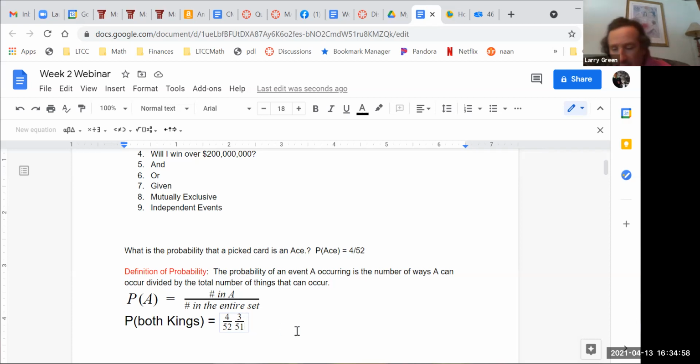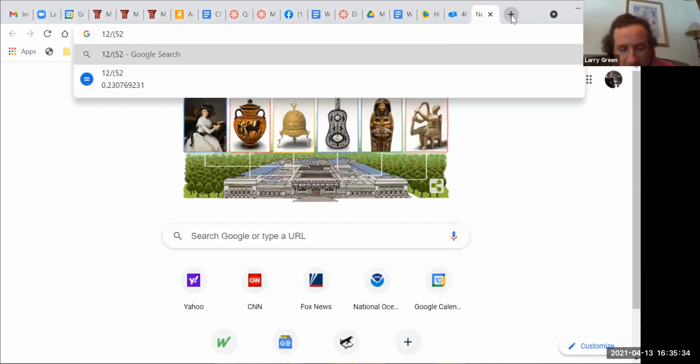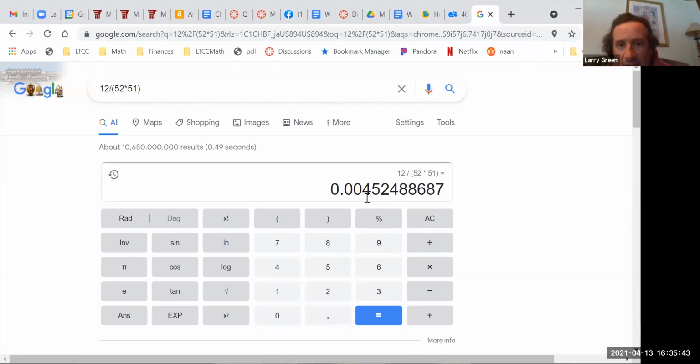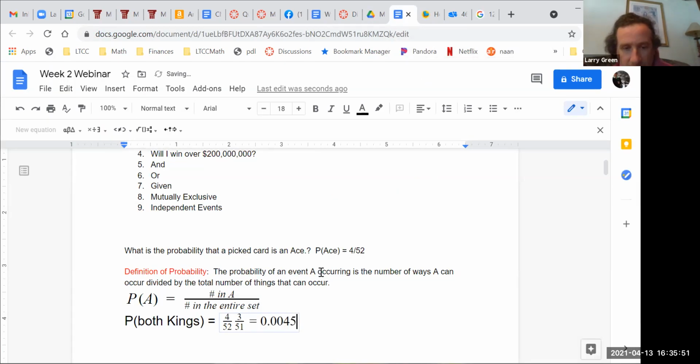Okay. And at this point, you can stick it in a calculator, probably best at this point. Again, I'm not going to make you do heavy fraction use. You have to be able to write fractions, but I'm not going to have you reduce fractions. It's kind of brutal. I could do this, but you're not responsible for that. So what is that? 17 times 13. Yeah, it's a mess. But instead you can go 12 over 52 times 51. Let's just do that. 12 over 52 times 51. And you get 0.0045 about. Any questions on that? Any questions at all?